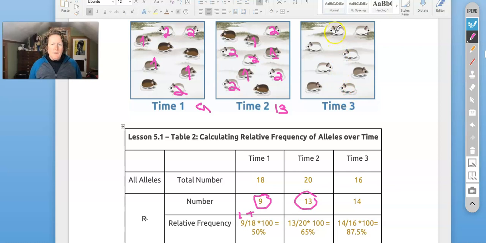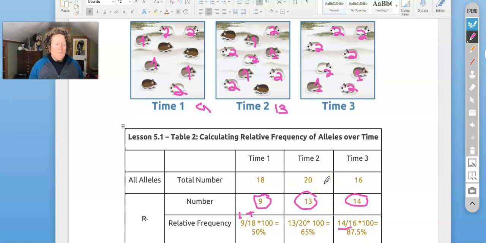We have 9 here. We're counting alleles, remember. And then when we go over here, the population gets lighter, so we have 2 alleles for every one of these 6 light mice. So that's 12 light alleles so far. And then we have 1 more here, so that's 13, and 1 more here in this medium mouse, so that's 14. So there's 14 light alleles. We divide that by 16 total alleles. 14 divided by 16 times 100 equals 87.5%.